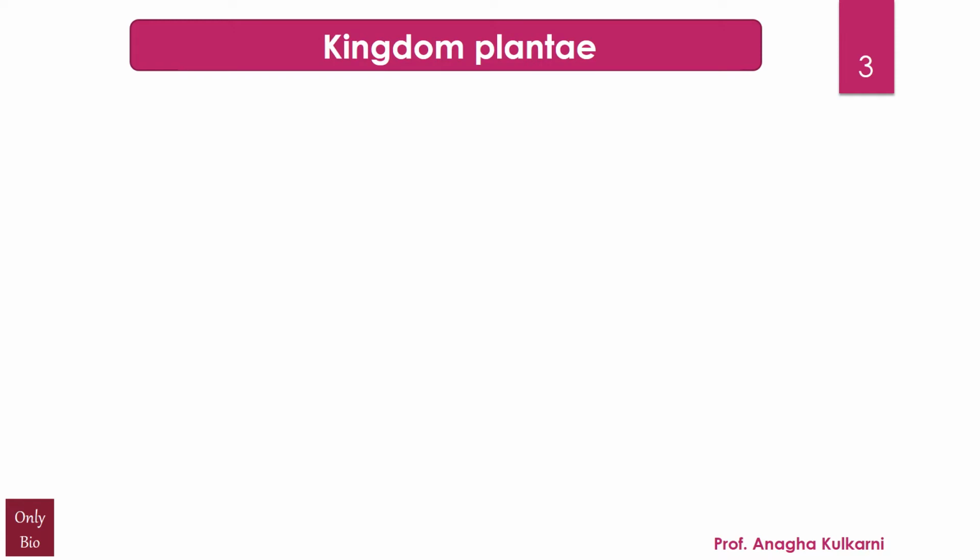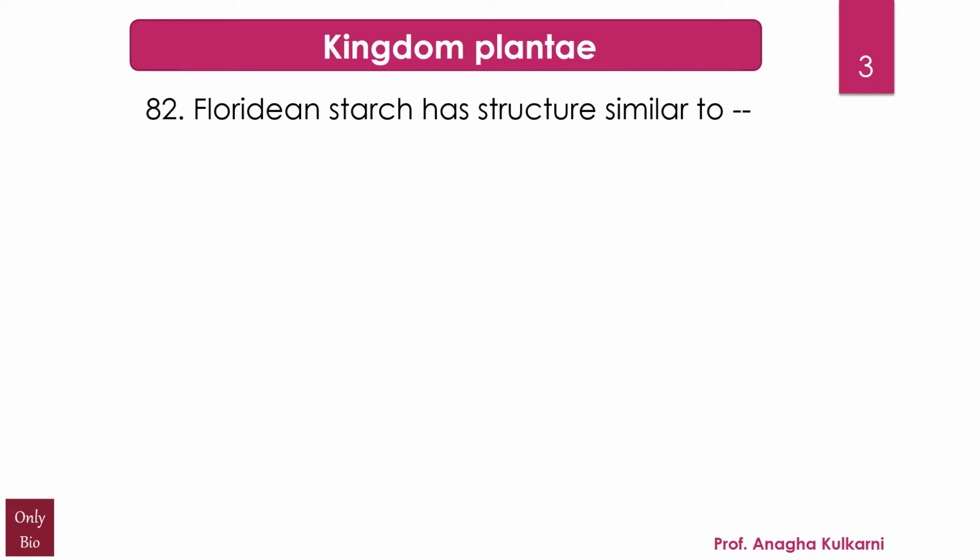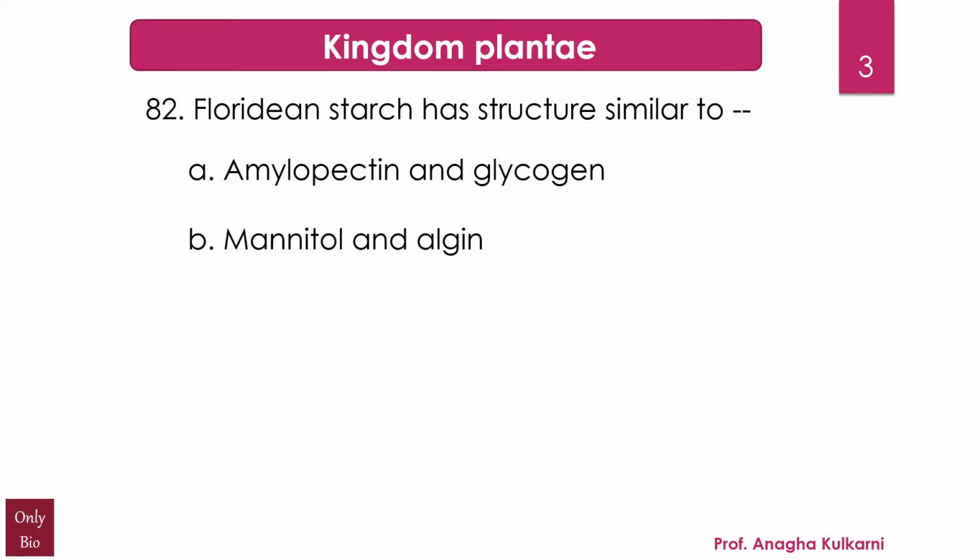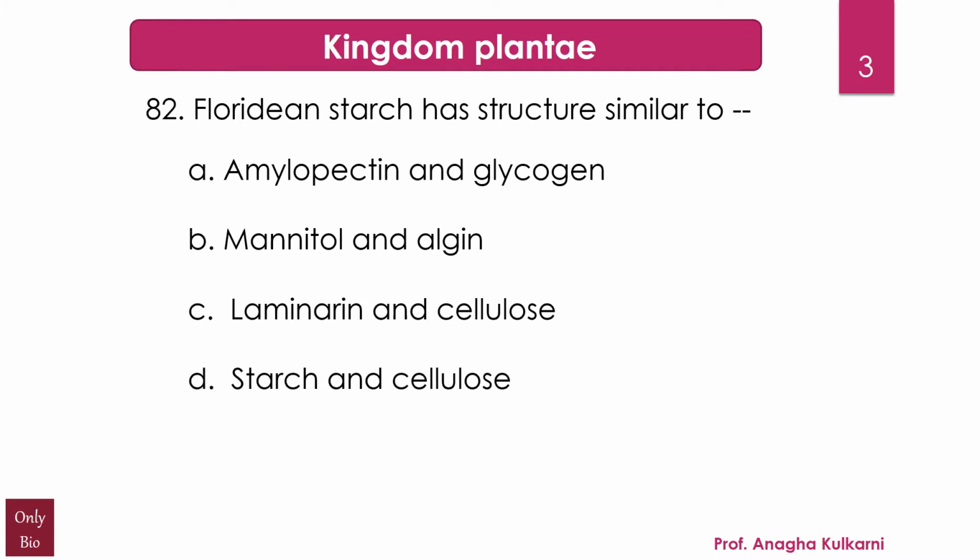Now, the next question relates with the chapter Kingdom Plantae. The question is, Floridean starch has structures similar to dash. A. Amylopectin and glycogen. B. Mannitol and algin. C. Laminarin and cellulose. And D. Starch and cellulose. And the correct answer for this question is A.